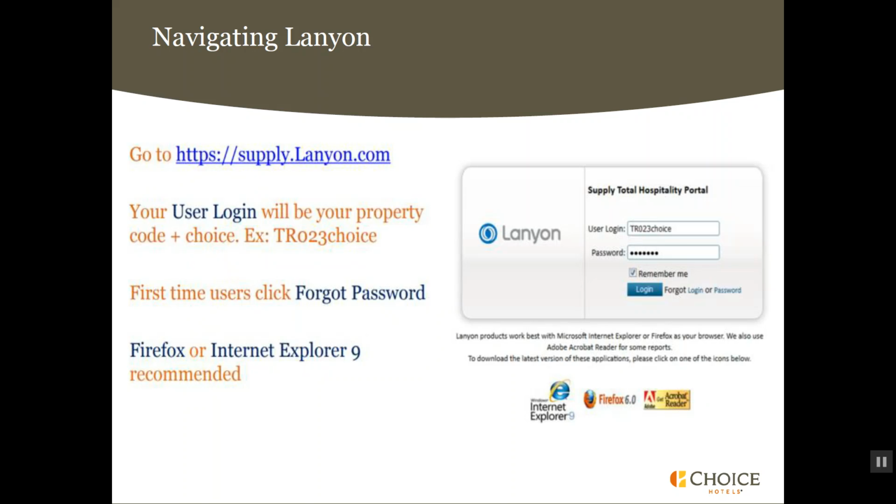Yeah, so everybody should have a login account. So your basic user login is going to be your property code and the word choice. The password is going to be what you set once you build your profile in Lanyon. If you have problems with getting your login information, you could reach out to your AD or Global Sales, and we can get that reset and get into there. One kind of important thing, it works best in Internet Explorer or Firefox. Sometimes it can be a little finicky in Chrome.